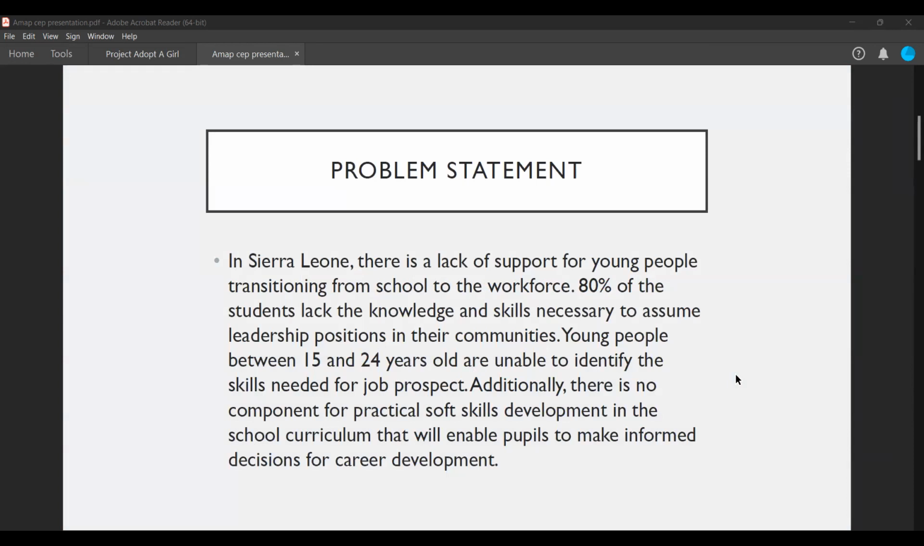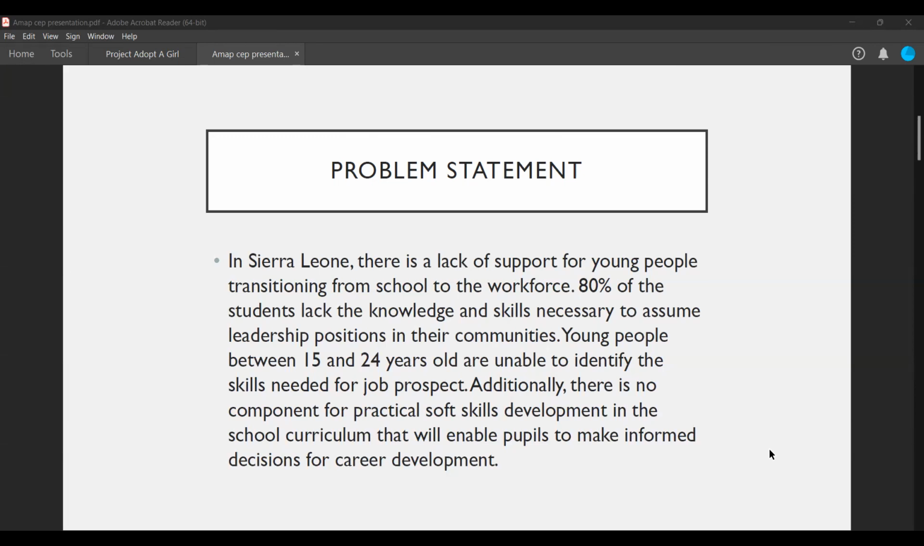With the problem statement about my project, in Sierra Leone, there is a lack of support for young people, most especially those that are transitioning from school level to the workforce. Of course, 80% of students lack the knowledge and skills necessary to take up leadership positions in their community. And young people, especially in high schools, are unable to identify the skills needed for job prospects. And additionally, there are no components for practical soft skills in our school curriculum.